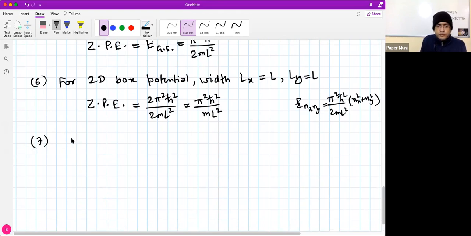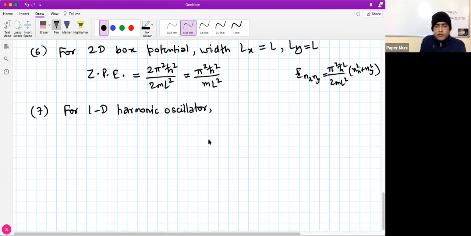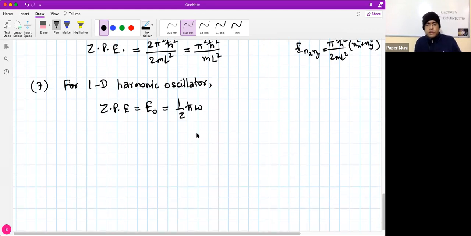Now for 1D oscillator, you can go on for 3D also. The ZPE for a 3D oscillator will be the ground state energy of the 3D box potential. So in this case, for the 1D harmonic oscillator, ZPE will be equal to the ground state energy, which is E naught, and this is equal to half h cross omega. Half h nu, whichever way you like it.